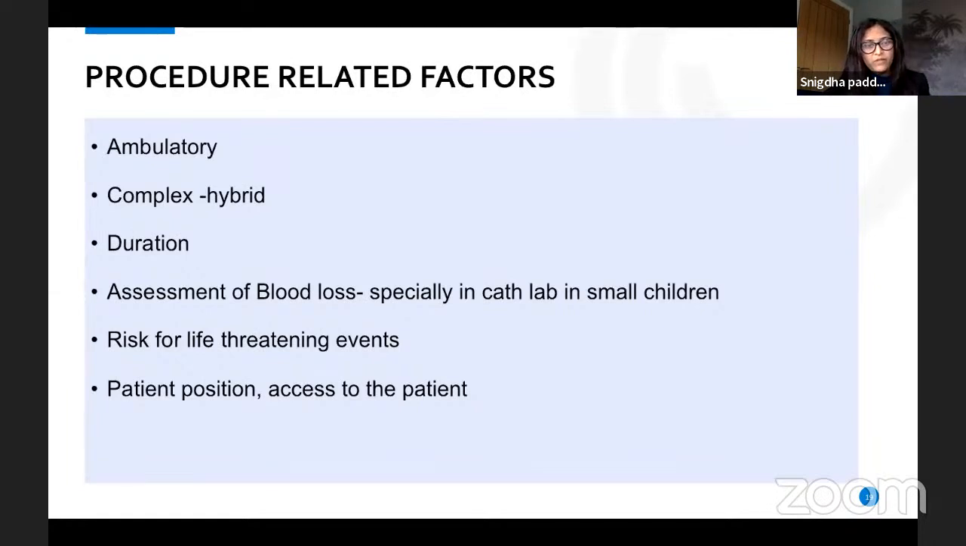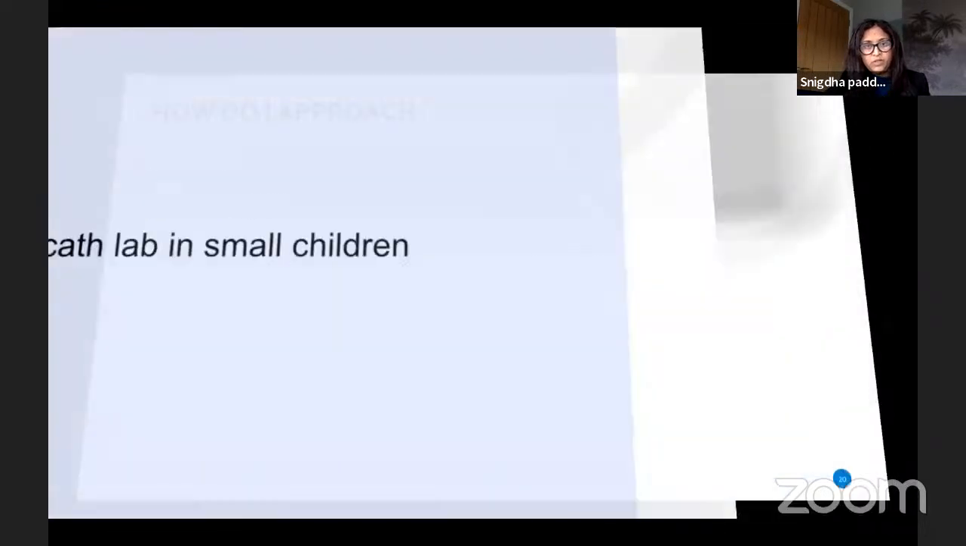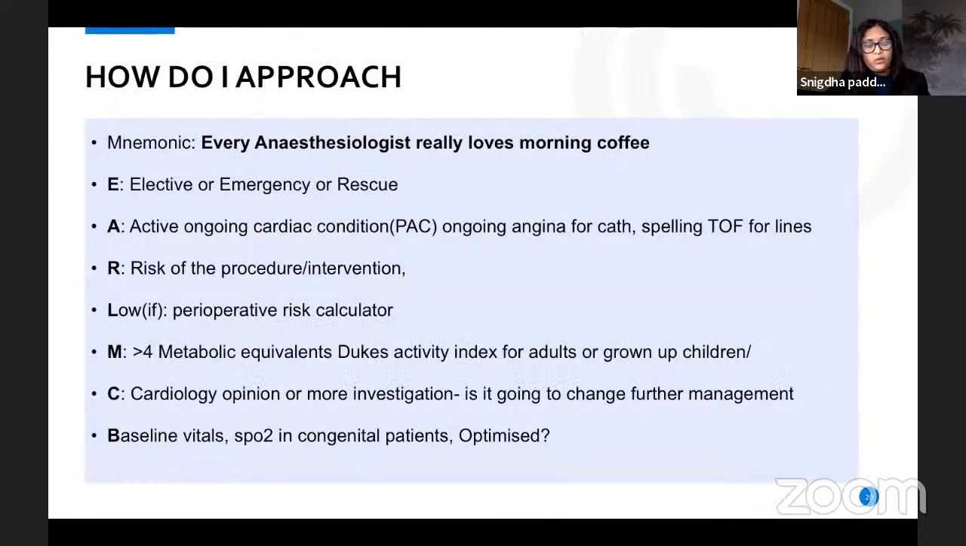Some procedures are very complex, for example, hybrid procedures, and making out the duration is sometimes very unpredictable. Like you plan anesthesia for a longer duration procedure and suddenly the procedure team says that the procedure is over. So planning anesthesia becomes very difficult in these situations. Assessment of blood loss again is a different challenge, especially in the cath lab with small children. Some of the procedures carry very high risk for life-threatening events, and everything is compounded by patient position and limited access to the patient. How do I approach these scenarios?